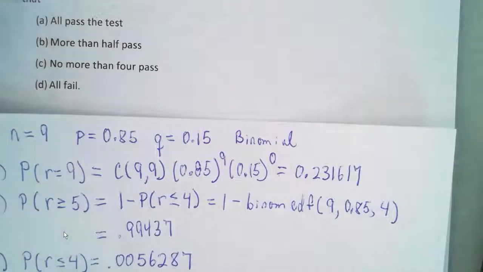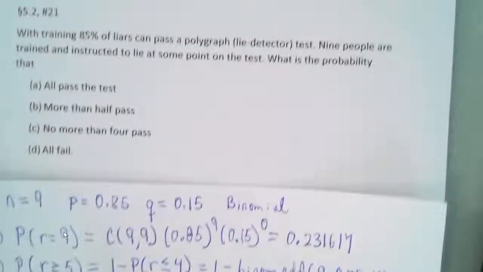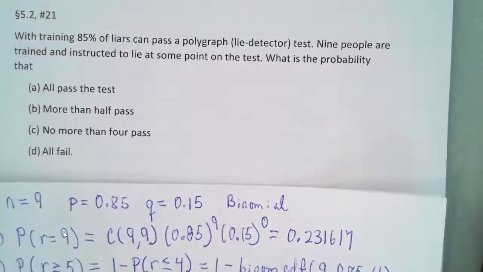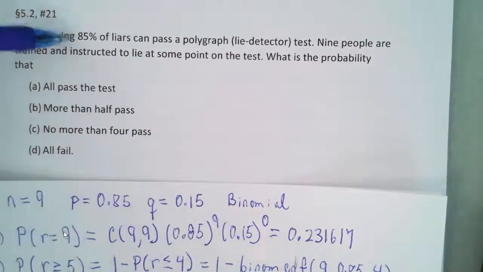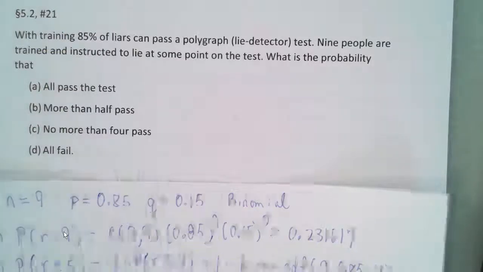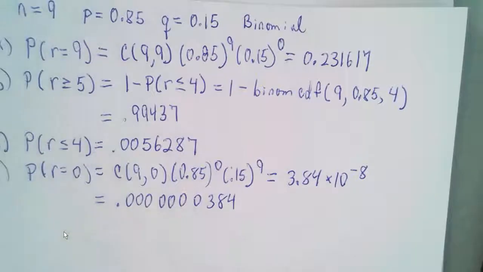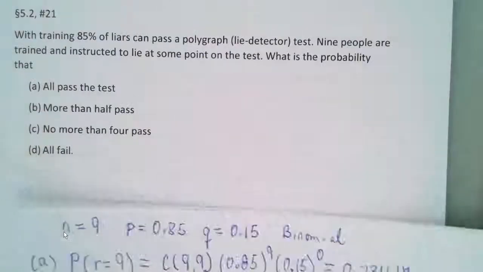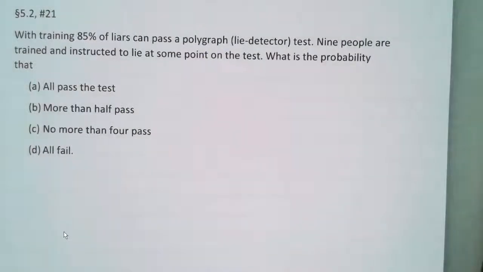So with 85% probability of a single person who is lying passing, we really think that all failing is so incredibly unlikely we would never observe it. So that is problem number 21 on section 5.2.